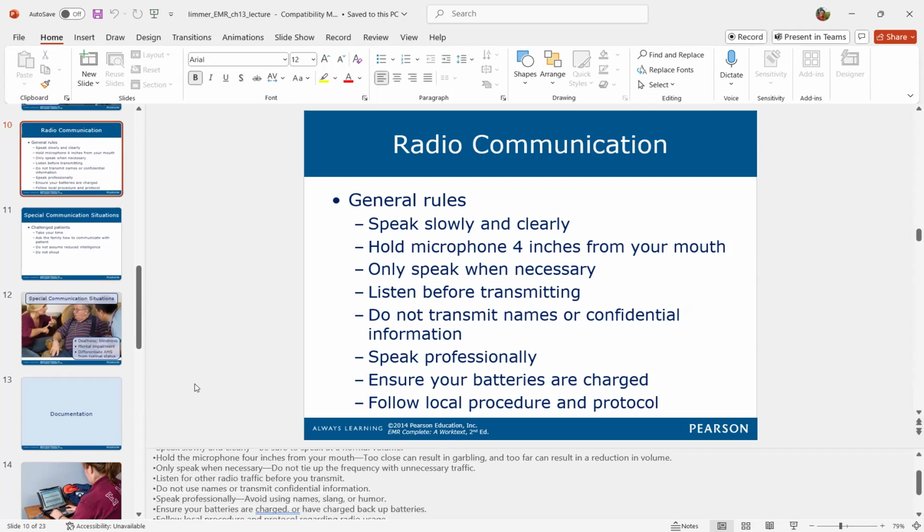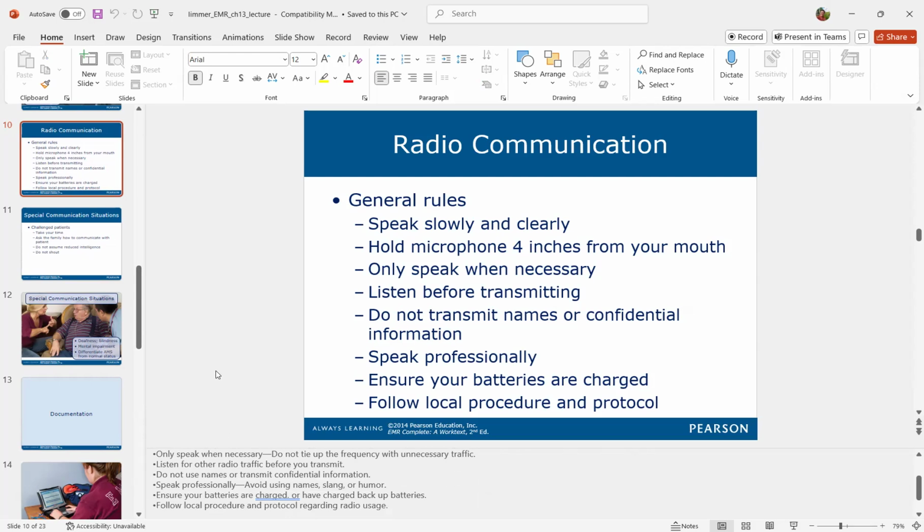Listen when you turn that radio on, before you key it to talk. Listen for other radio traffic that might be transmitting. There might be something more important going on than what you're doing. We're not going to use names or transmit confidential information over the radio, and we'll talk about HIPAA a little bit more too. Speak professionally, avoid using slang, names, humor. Everybody can hear you out in scanner land when you're on these things. Make sure your batteries are charged up, and then follow local protocols when it comes to procedures regarding radio usage.